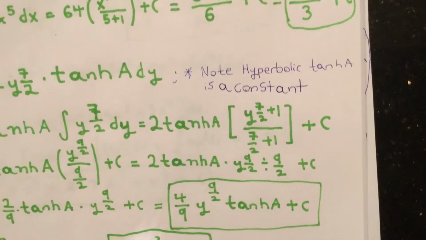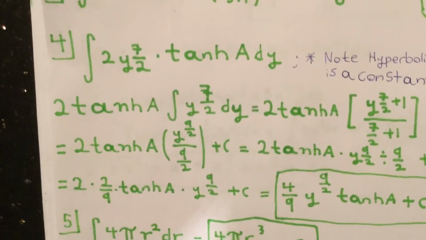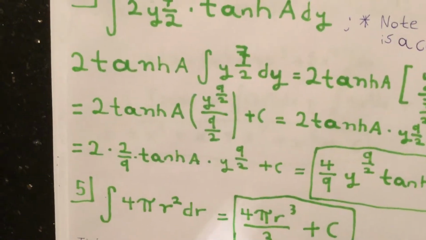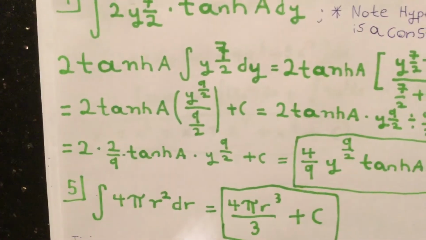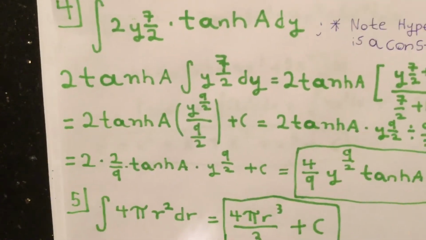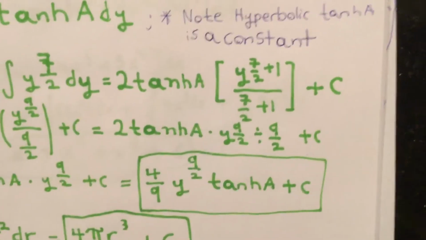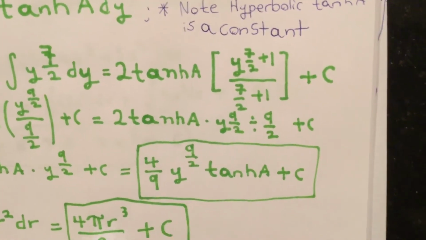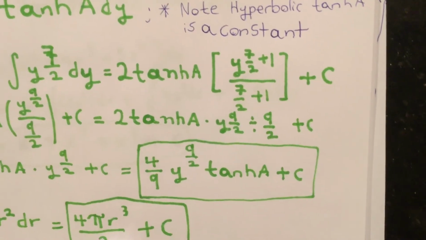For the denominator, you take the reciprocal of 9 over 2. Once you've completed that, you end up with 2 times 2 over 9 times hyperbolic tan a, times y to the 9 over 2 plus c. And in return, your final answer is 4 over 9, y to the 9 over 2, times hyperbolic tan a plus c.